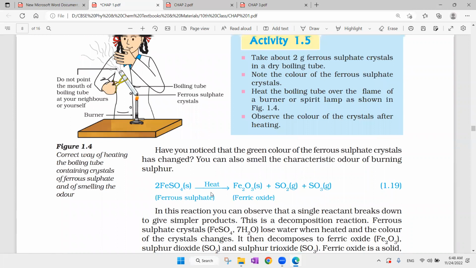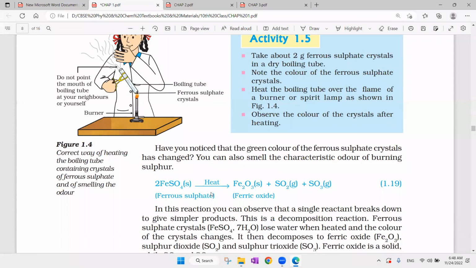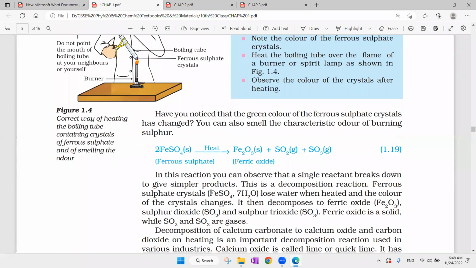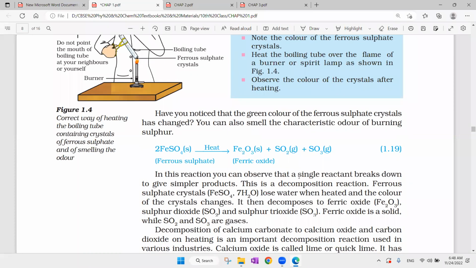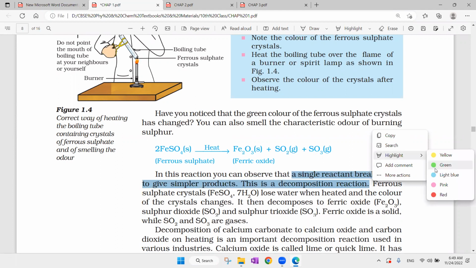In 1.2.2, you will study about decomposition. What is decomposition? Decomposition reaction means a single reactant breaks down to give simpler products. This is decomposition reaction. So that is the definition for that.